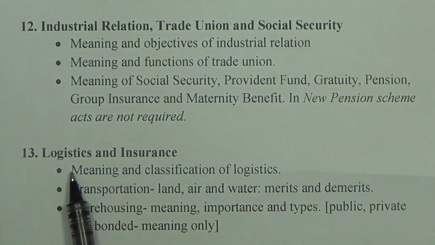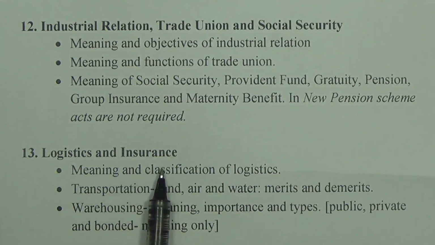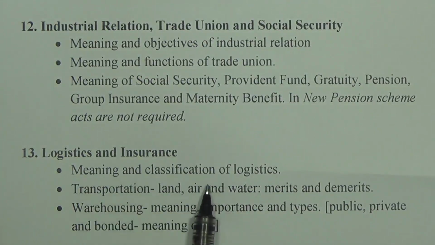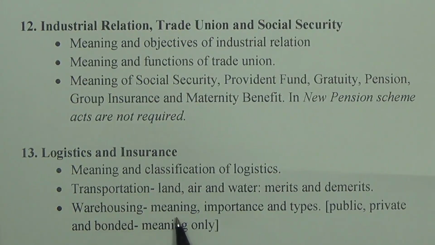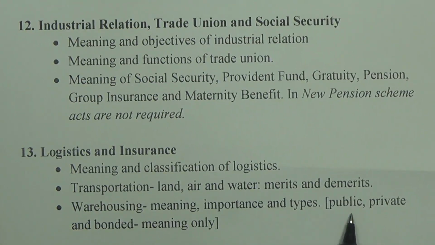Chapter 13, logistics and insurance: meaning and classification of logistics. Transportation includes land, air, water, for which you need to see merits and demerits. Warehousing: meaning, importance and types. For types, you need to look up three types of warehousing: public, private and bonded warehousing. You just need to know the meaning of these three.